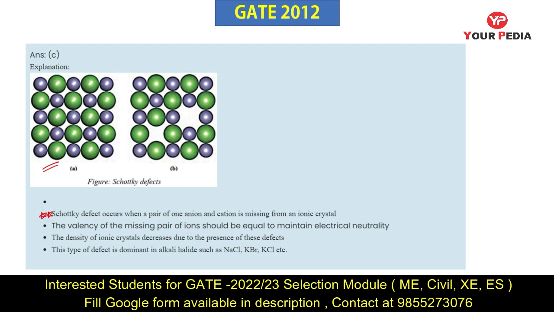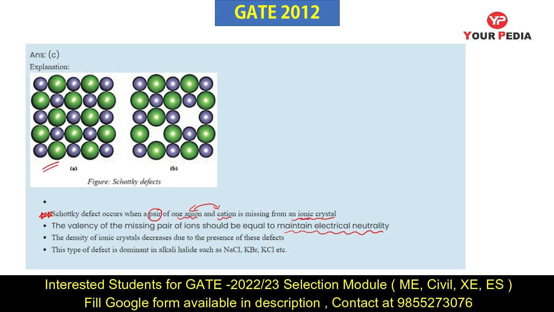There are different defects. A Schottky defect occurs when a pair, the word pair is very important, a pair of one anion and cation is missing from an ionic crystal. If anion and cation, that is, positive and negative charge, both go missing, then whatever the charge initially was is going to remain the same after the missing of that cation and anion. So it will maintain the electrical neutrality of the structure.